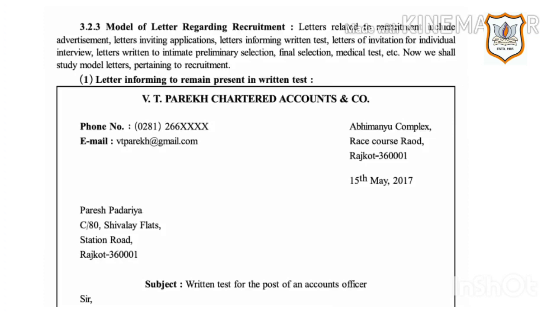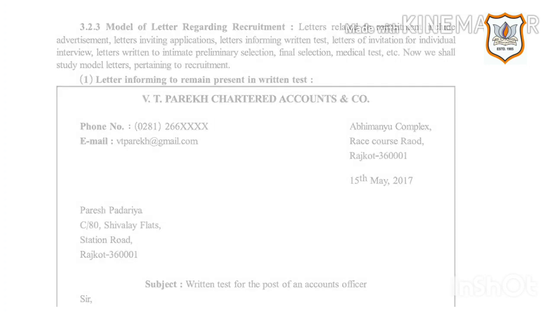Here on the letterhead of the company, the name of the company is printed, VT Parekh Chartered Accountants and Company. Then on the right hand side, the address of the company is printed. Then date, month and year of writing the letter is to be written. Then on the left hand side, phone number and email address is printed. Then receiver's name and address is written. Then subject. Here the subject is written test for the post of an accounts officer. Then on the left hand side, salutation, sir.